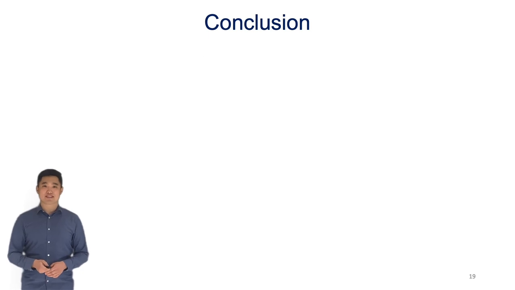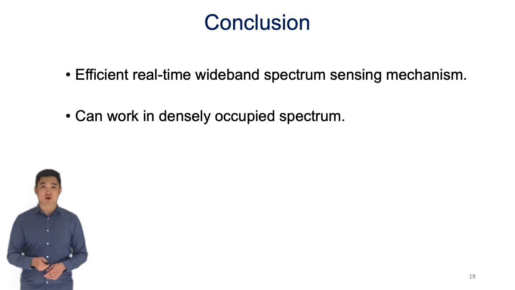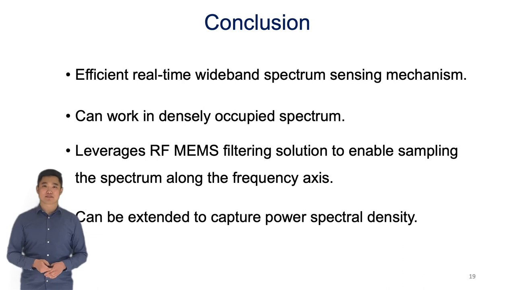To summarize, we present S-cube, a new, efficient, real-time, and wideband spectrum sensing mechanism that can work in densely occupied spectrum. S-cube leverages a novel RF MEMS filter to enable sampling the spectrum in the frequency axis. Besides, S-cube can also be extended to capture the power spectral density.